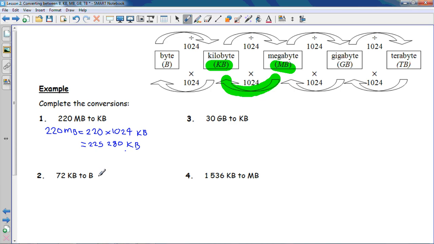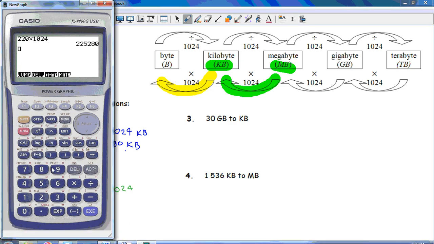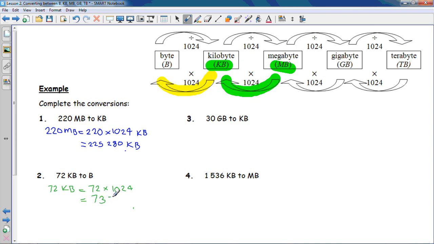So our next one, starting at kilobytes, and we're going to bytes. So we're at 72 kilobytes. How many bytes is that? So we're going to start here at kilobytes and we're going to go to bytes. So 72 kilobytes equals 72 times 1024. And when we do that on our calculator again, we get 73,728. And don't forget you need to write bytes. Capital B for bytes, lower case b for bits.